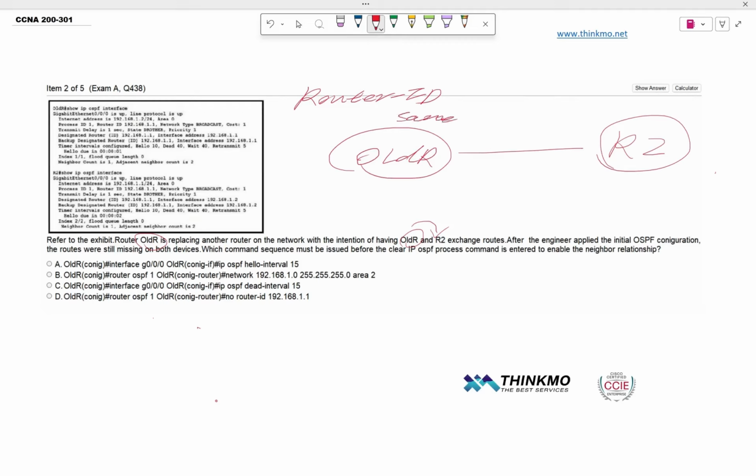As it's written here, their router ID is 192.168.1.1, and here the router ID is also set to 192.168.1.1. So the neighbor relationship can't be established. We just need to change one of the router IDs. You can also just remove it. After removing it in this IPv4 network, it can automatically use the interface address. So the correct answer is D.